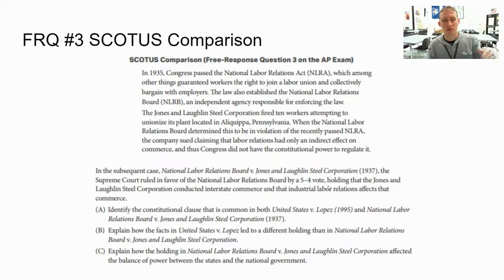If you look at B, it's a little bit more difficult and requires a little bit more of you, and it will be worth 2 points. So explain how the facts in U.S. v. Lopez led to a different holding than National Labor Relations Board.